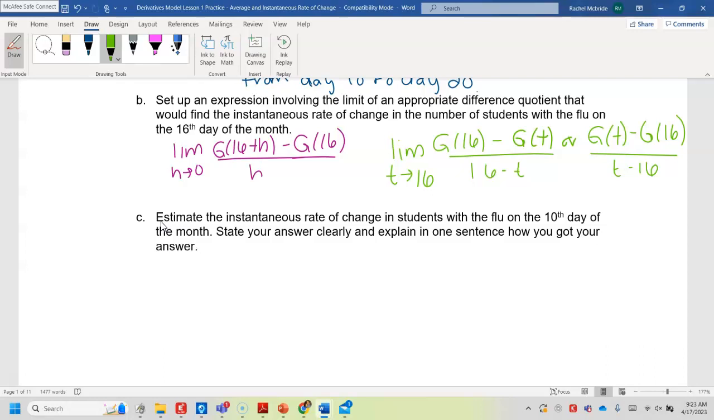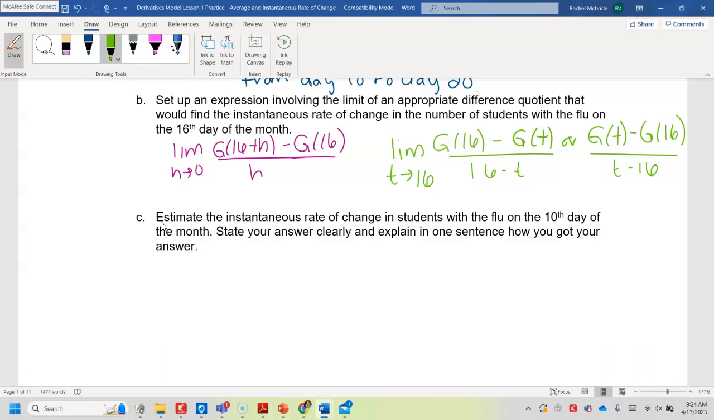Now, we don't have a function for t. We have a graph, but we don't have an actual function. So it says estimate the instantaneous rate of change. It says estimate because we don't have a function. So that's where we made our tables back in the day, and we tried to get really, really close to g of 16.